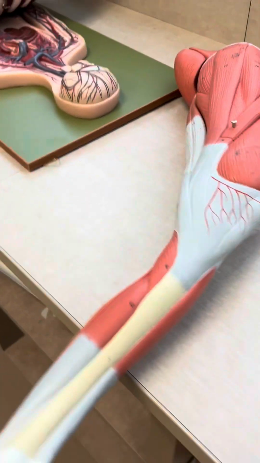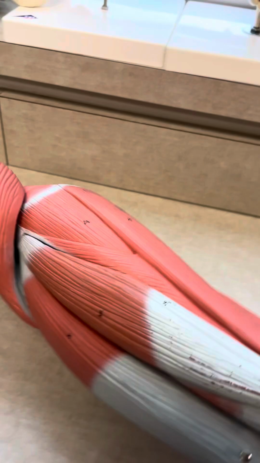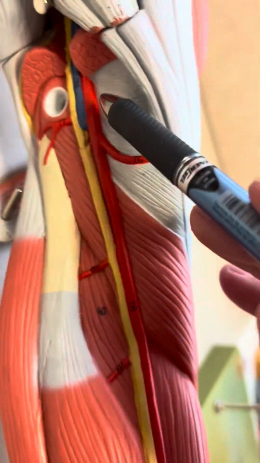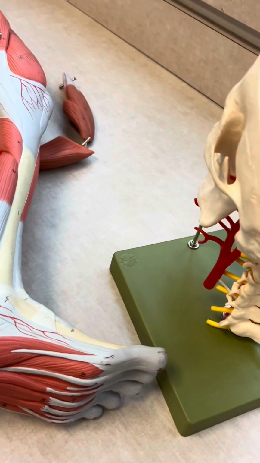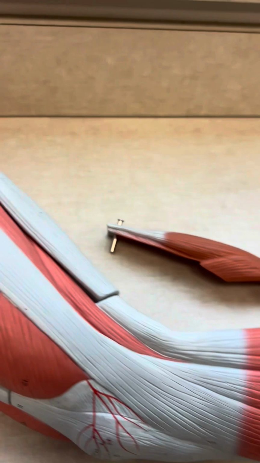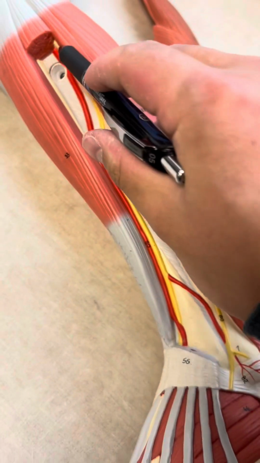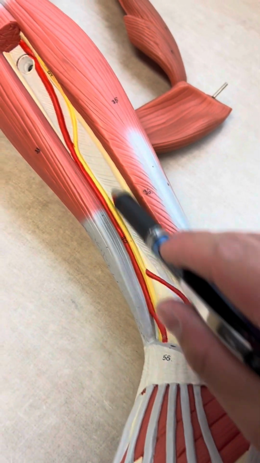All right, the next artery is the popliteal artery. That is behind your kneecap. So right here behind your kneecap, that will be your popliteal artery. The next artery is the anterior tibial arteries. You just go to the front of the tibia. You will see those anterior tibial arteries.